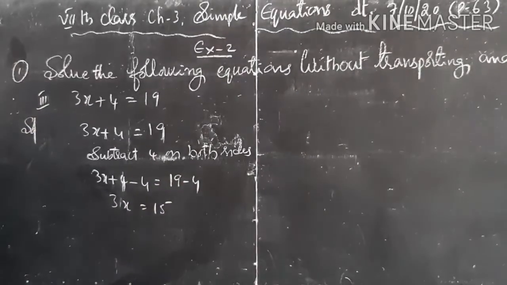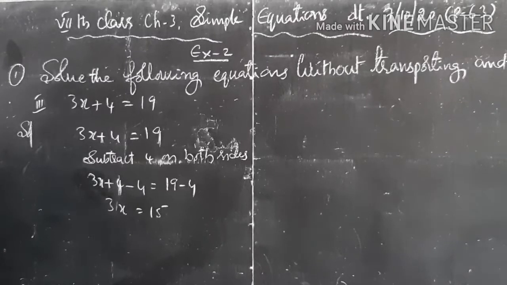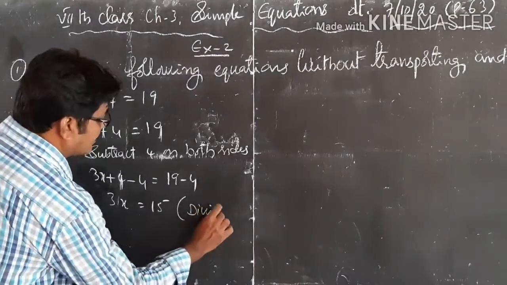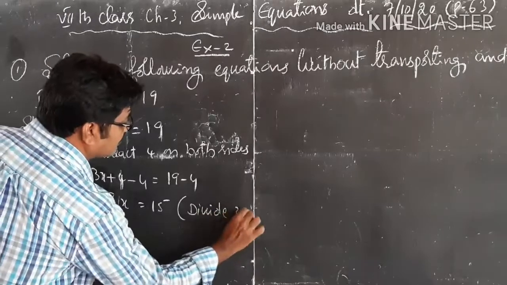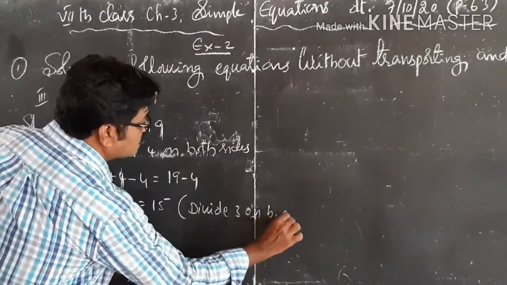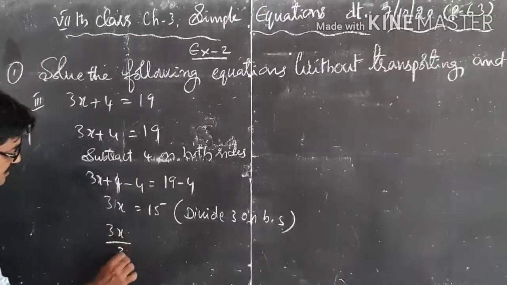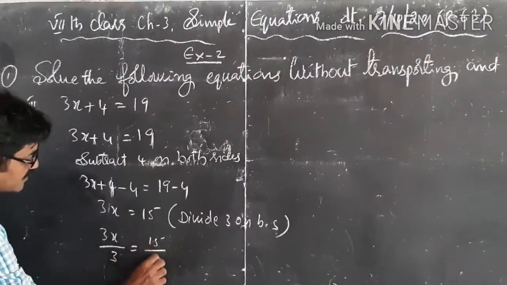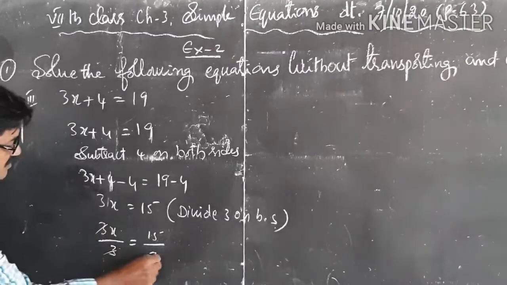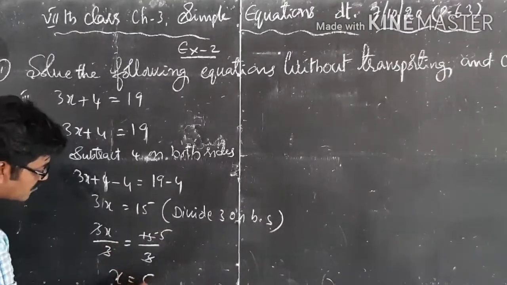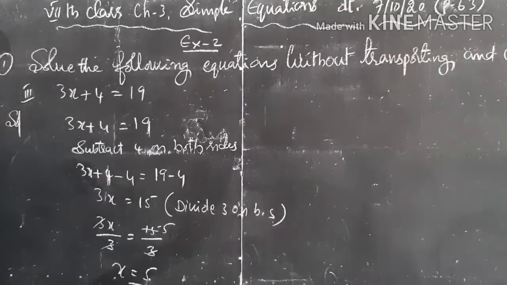Next, divide 3 on both sides. 3x by 3 is equal to 15 by 3. The 3 cancels. 3 goes in 15 how many times? 5 times. So x is equal to 5.